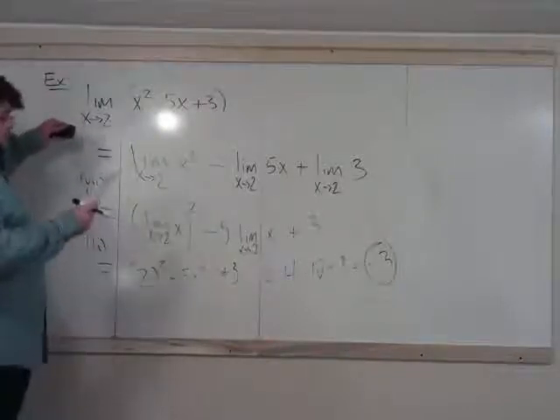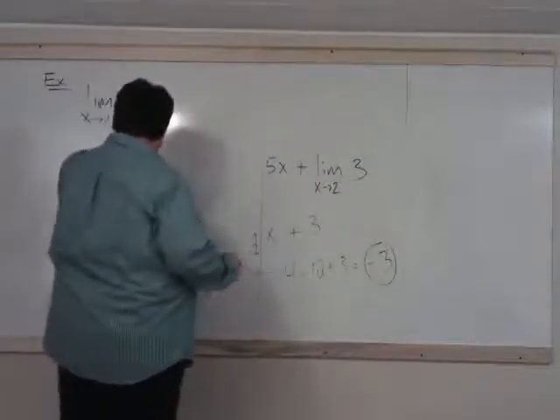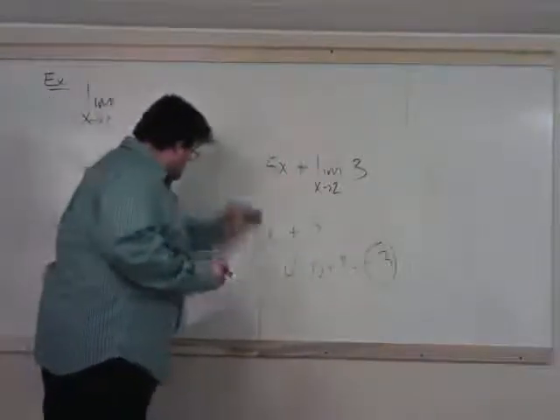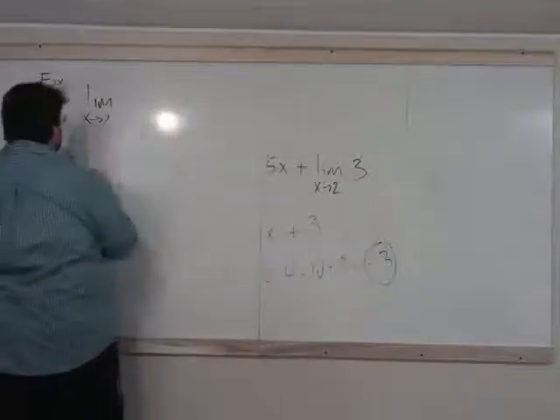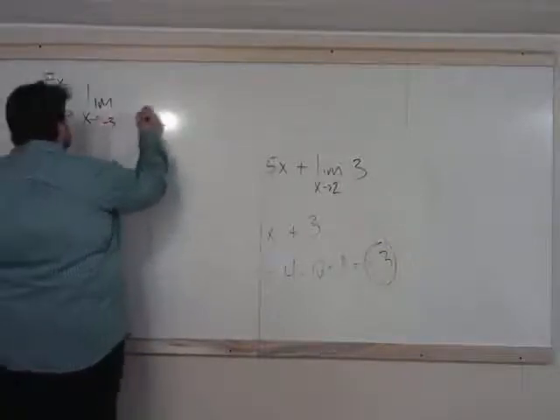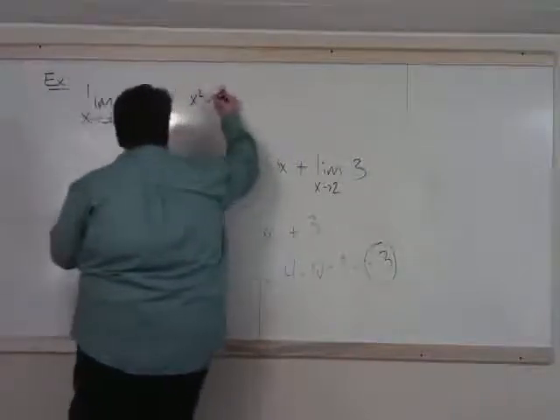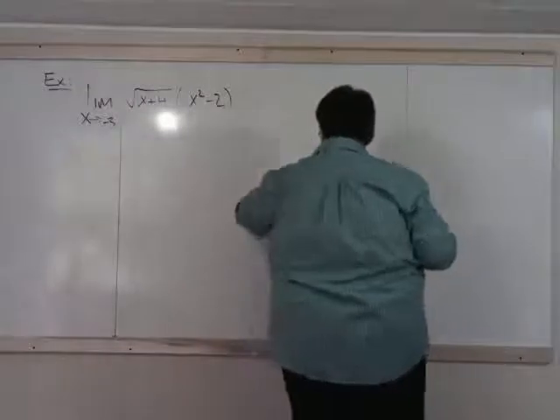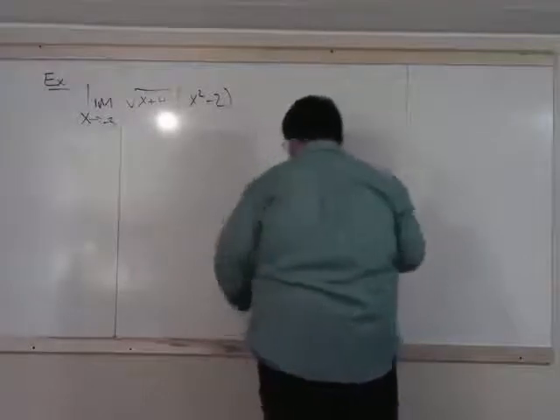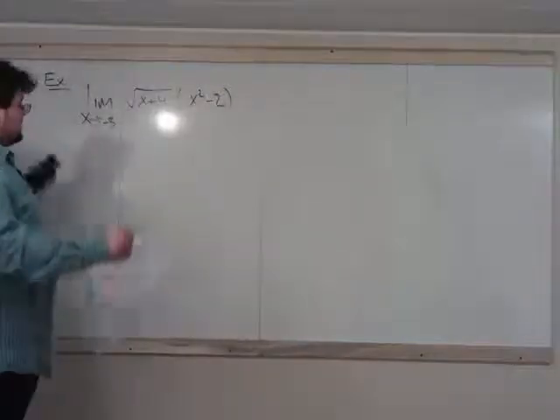Let's do another example. Let's do this example. Let's do limit as x approaches not 2 this time. Let's have x approach negative 3 of root x plus 4 times x squared minus 2. Well, here we have a product inside our limit. So we can split that using the rule that has a product inside the limit.